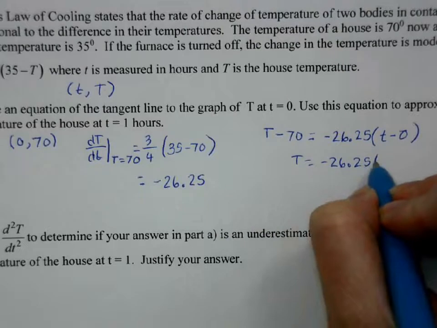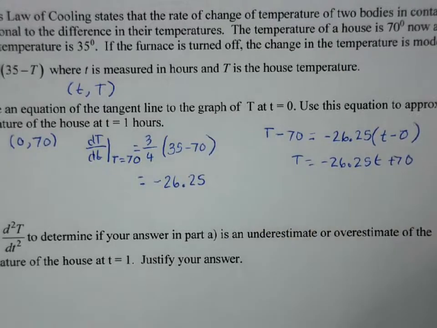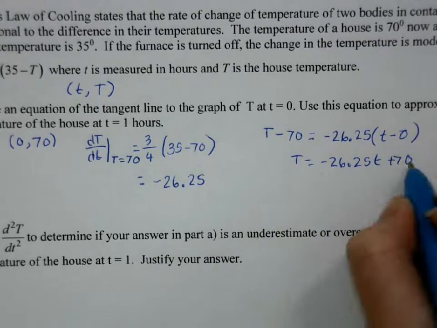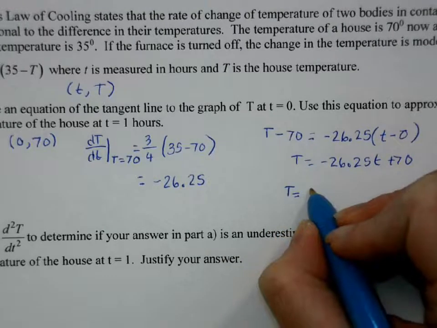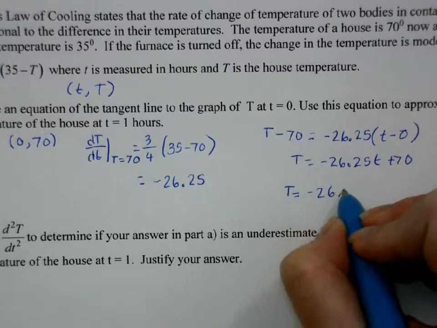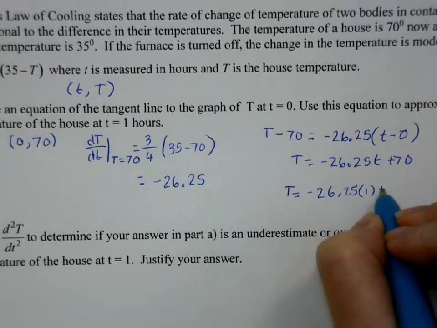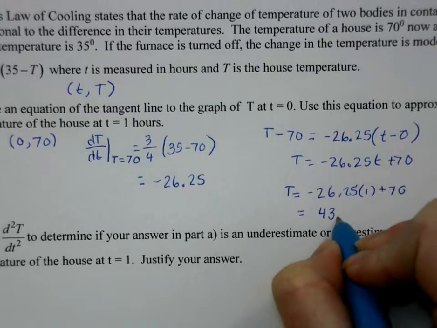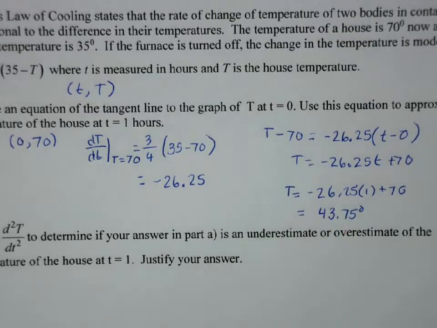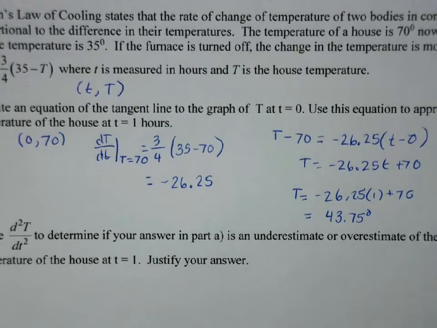Well, if I plug in 1 into that, we're going to have 70 plus negative 26.25 times 1, which gives us a value of 43.75 degrees. There's not some good insulation on this house if your house goes from 70 to 43 in an hour. But that is our prediction based on the tangent line.